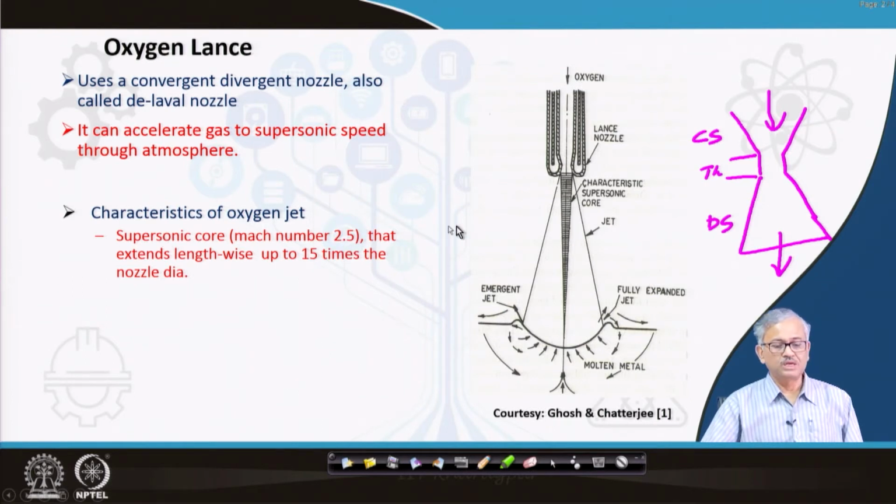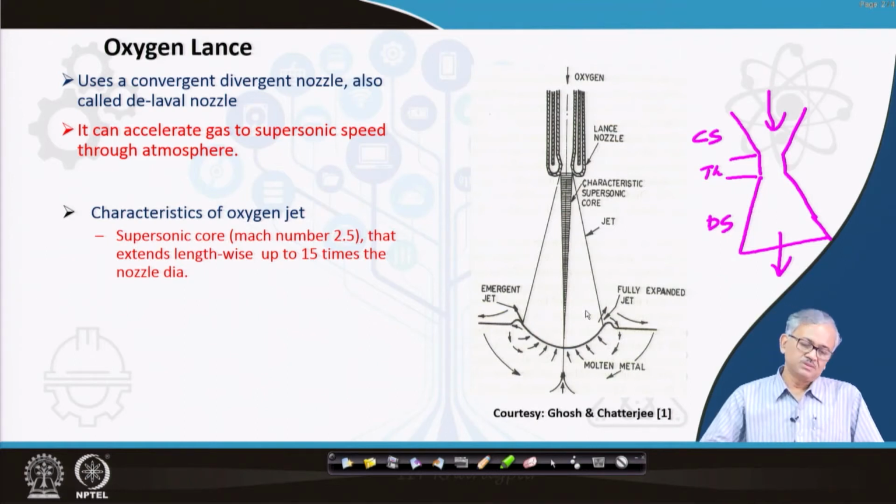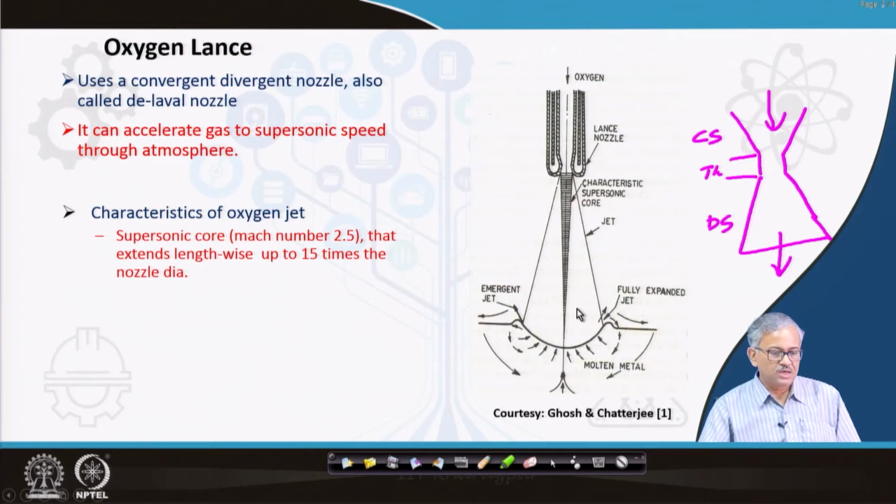So, when the oxygen is coming out from here, its velocity is supersonic, and it is called the supersonic core. Why? Because when the oxygen jet is moving through the atmosphere, it entrains a lot of air into it, and that's why this portion of the jet becomes subsonic, because the velocity is reduced. You are increasing the mass, as a result velocity is decreasing. So, this is the subsonic portion, and this region is called the supersonic portion.